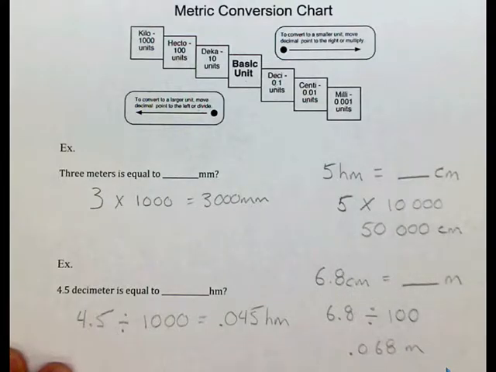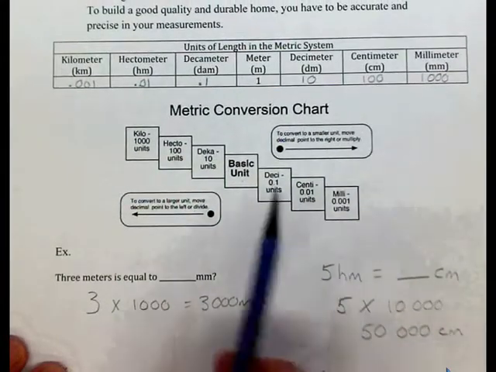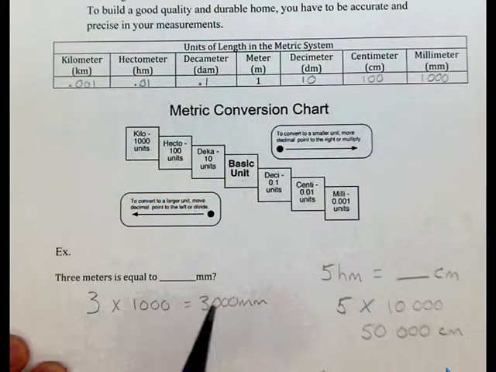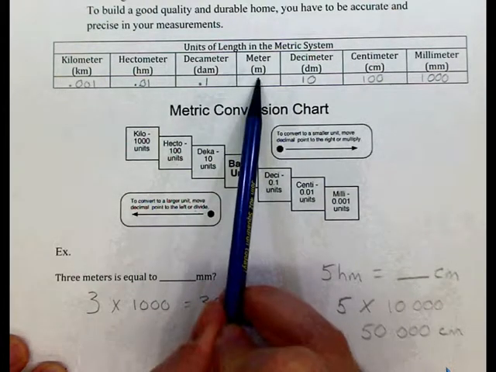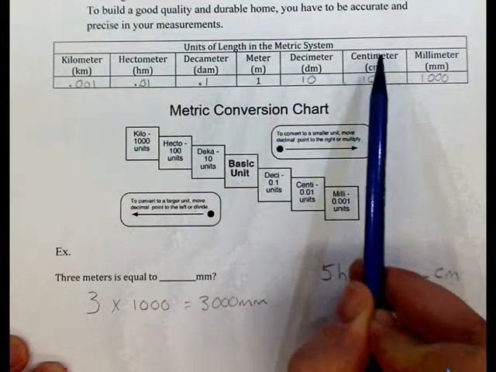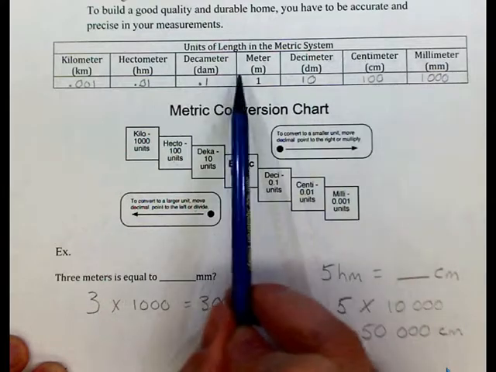So you can choose whichever chart you like, whether it is the stairs or the linear chart. Identify where you want to start, where you want to end up, and every move you make is a factor of 10, whether it's multiplication or whether it's division.